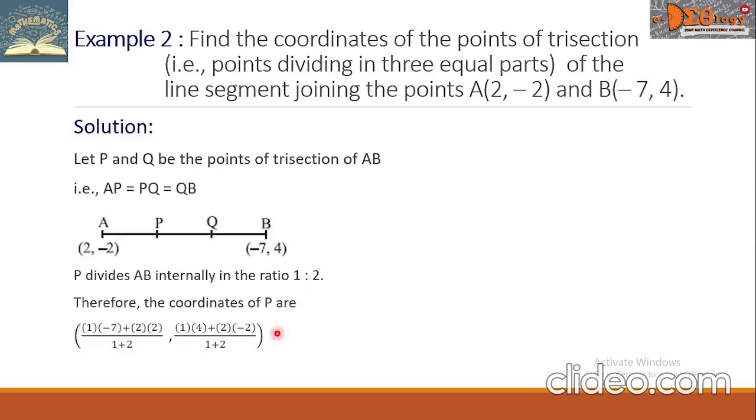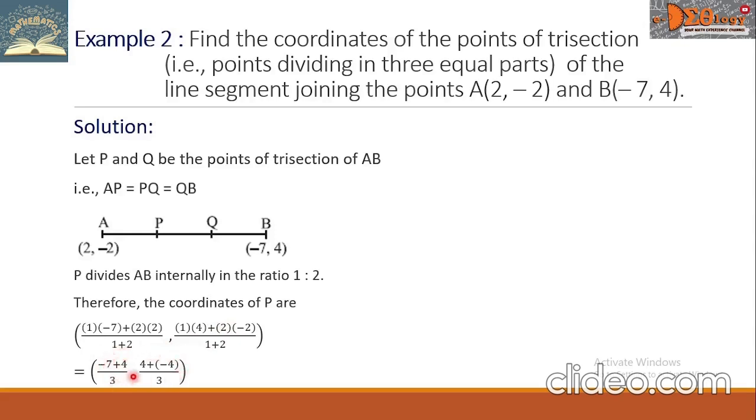Therefore, the coordinates of P are, this is the X coordinate, 1 times negative 7 plus 2 times 2 all over 1 plus 2. And the Y coordinate, 1 times 4 plus 2 times negative 2 all over 1 plus 2. We can simplify further into the X coordinate becomes negative 7 plus 4 over 3. For the Y coordinate, it becomes 4 plus negative 4 over 3.